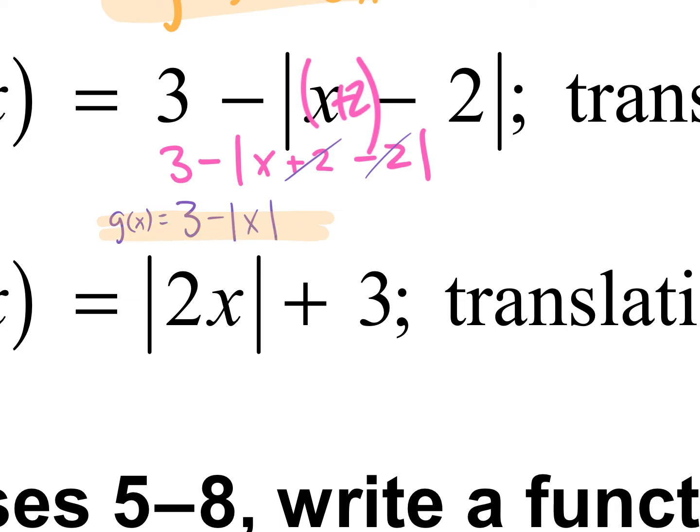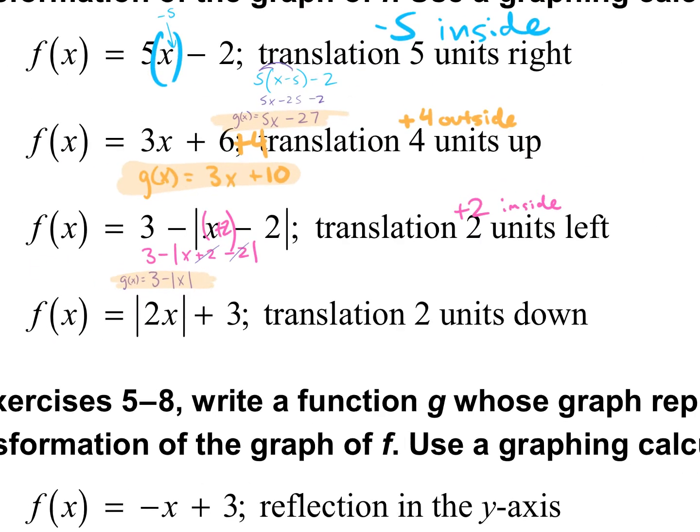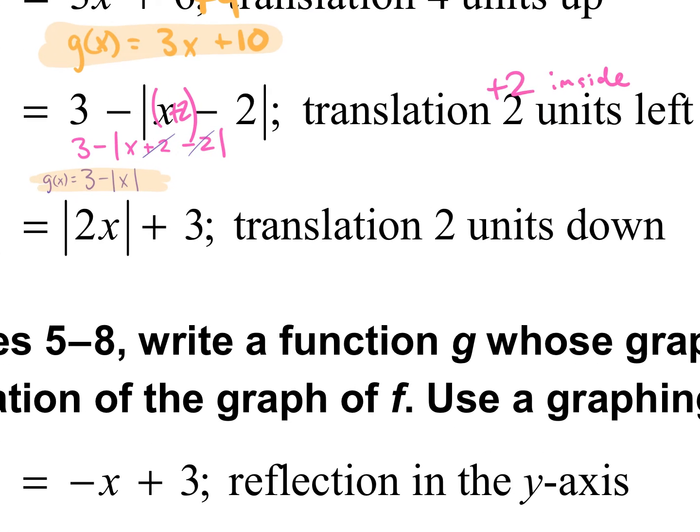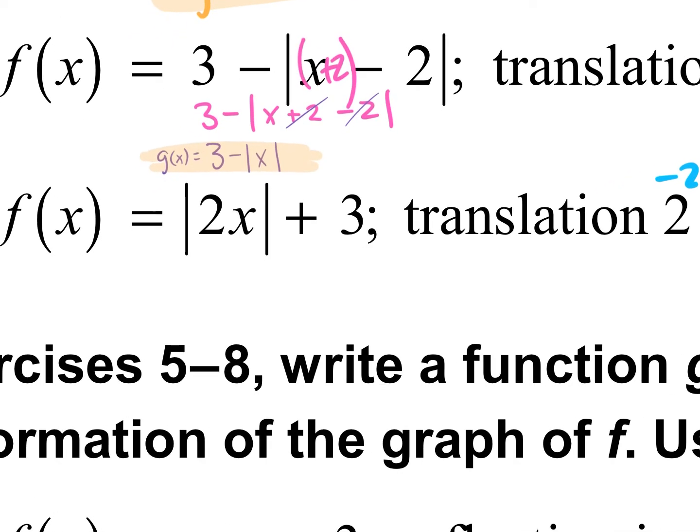All right, and then for number 4, how would I show a translation 2 units down? -2 outside. So we just -2 at the end. So it'd be the absolute value of 2x. What is 3 minus 2? 1. So +1.